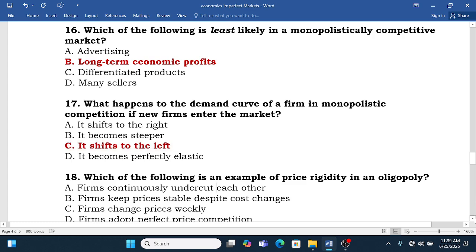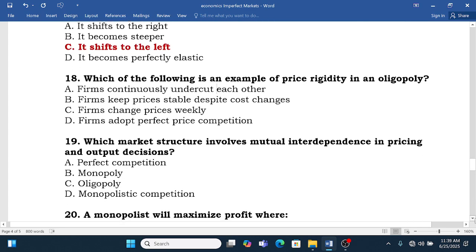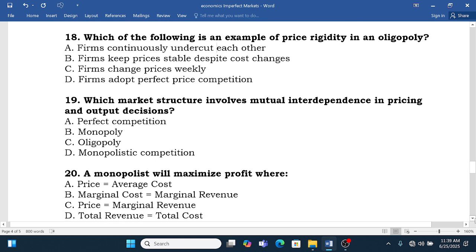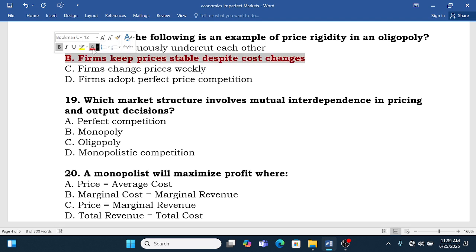Which of the following is an example of price rigidity in an oligopoly? Firms continuously undercut each other. Firms keep prices stable despite cost changes. Firms change prices weekly. Firms adopt perfect price competition. So the correct answer is B, where firms keep prices stable despite cost changes. We go to question number 19.